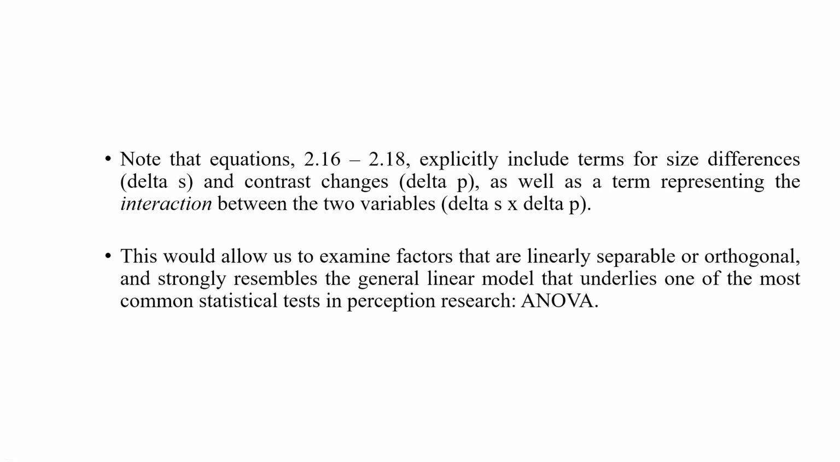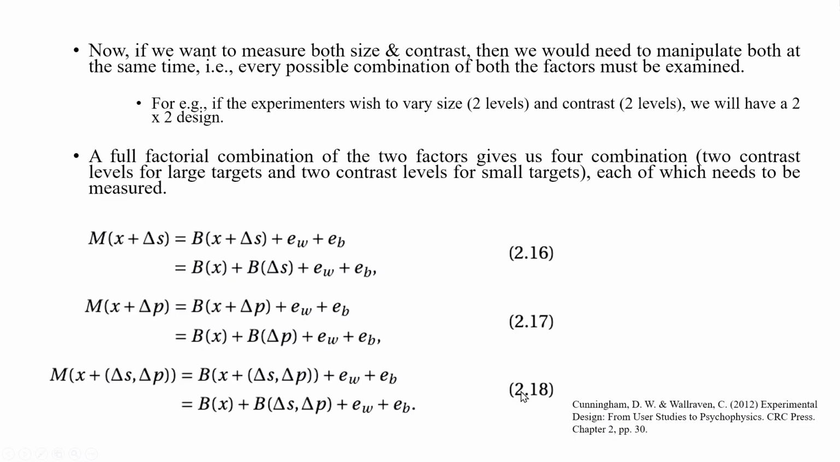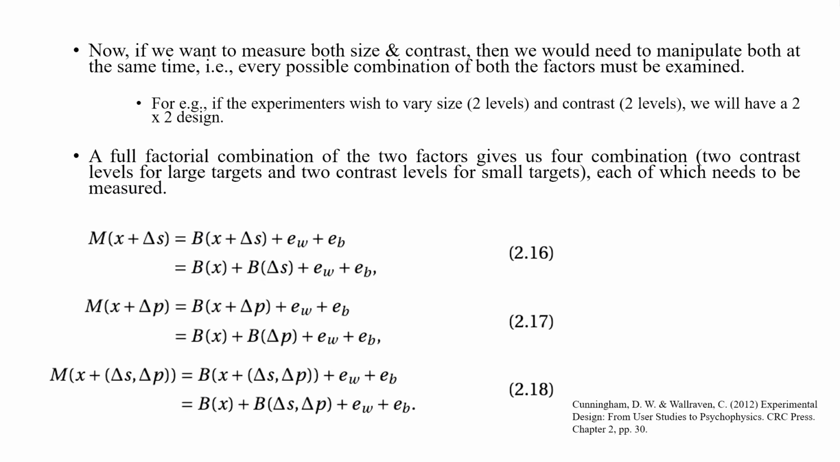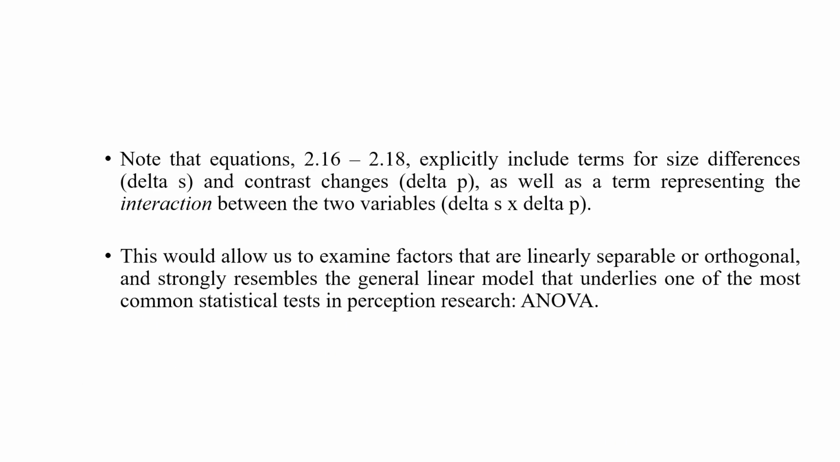Now, remember these equations 2.16 to 2.18, these explicitly include terms for size differences and contrast changes, as well as the typical error terms. There is also a term which is the interaction between the two variables. Okay. So we have those as well. This allows us to examine the factors that are linearly separable or orthogonal and strongly resembles the general linear model that underlies one of the common statistical procedures. So this is the underlying assumption for why we carry out ANOVA, analysis of variance, and so on.